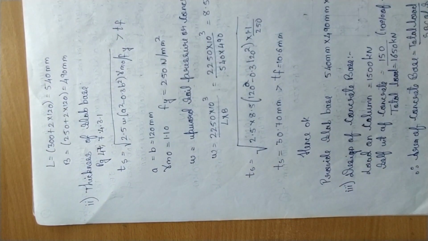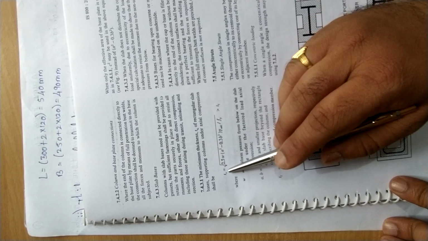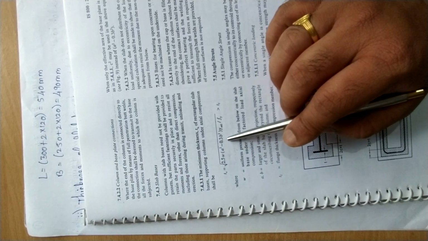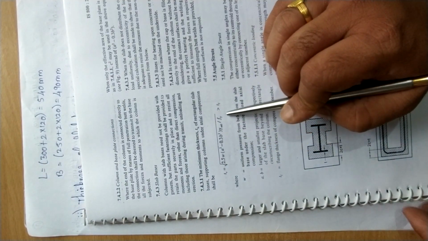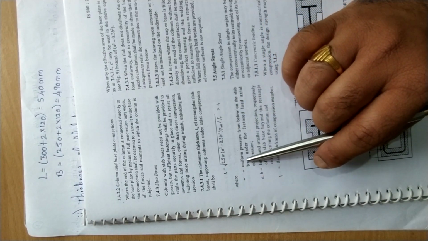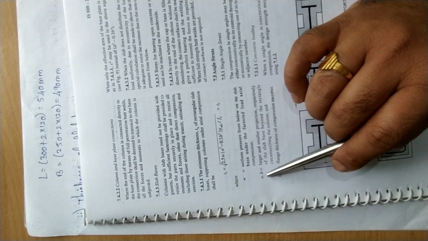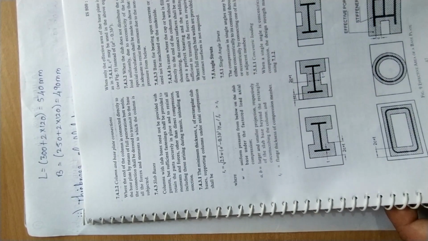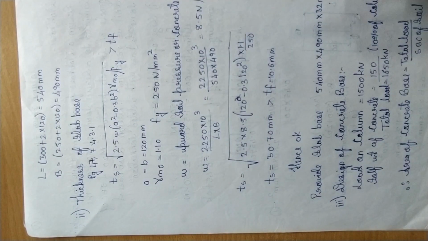Now we want the thickness of the slab base. The thickness of the slab base is given on page number 47, wherein the code book gives the proper formula to compute. So this is the formula: the thickness of the slab base ts is given by the square root of 2.5 w (a square minus 0.3 b square) gamma m0 divided by fy, which should be greater than tf, the thickness of flange. Here w is the uniform pressure from below on the slab, a and b are the projections, the smaller and longer, which we already mentioned, and tf is the thickness of flange of the compression member.